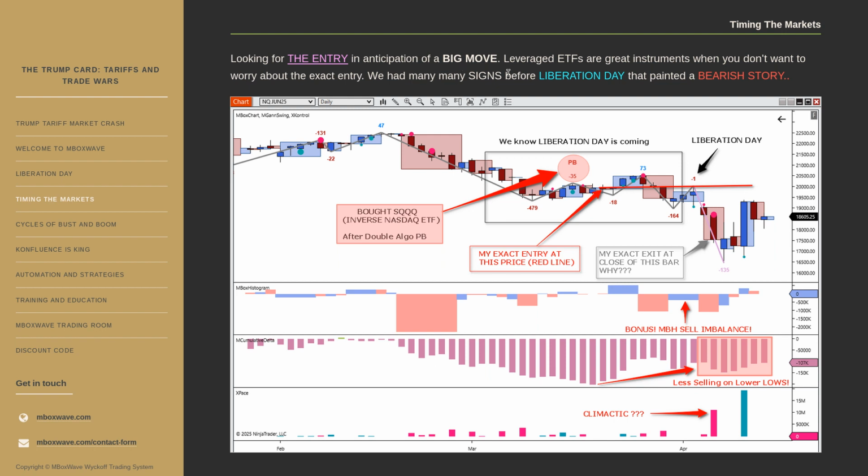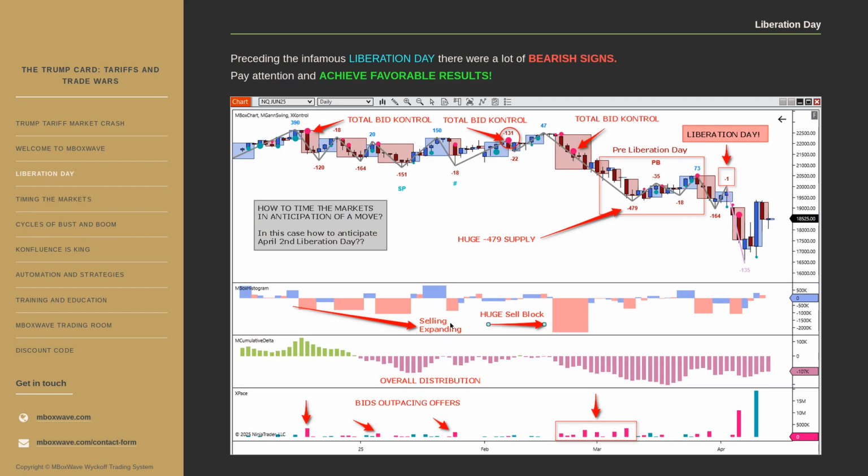We had many signs before Liberation Day that painted a bearish story. So I talked about that. For example, we are coming down again. We have the minus 479. We are anticipating Liberation Day. There's a lot of negativity, negative news about it. People are worried. Markets are scared. And MBoxWave, again, paints the overall bearish picture. So we're not just trading the news. We are looking at the overall analysis, which is this slide, that we've got a very bearish picture.